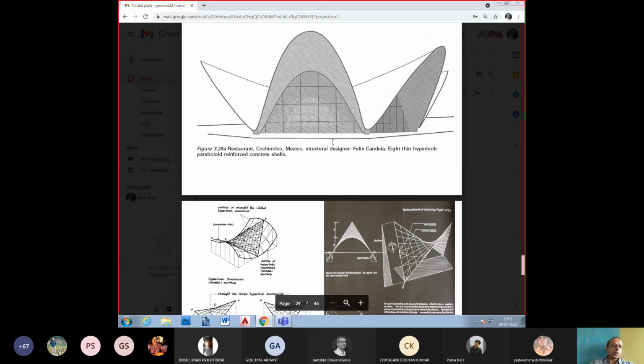You have these funicular kind of geometries, the shells, and they are held together by other anticlastic surfaces in the other direction. Next.